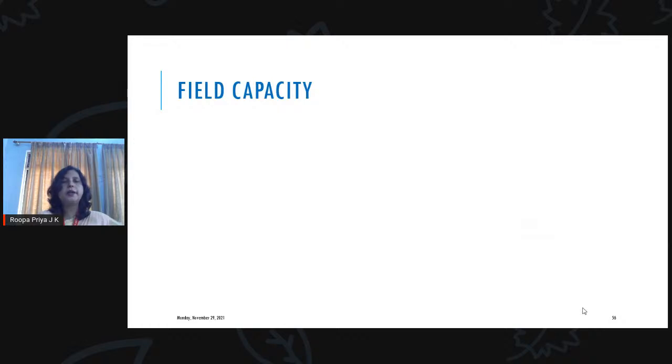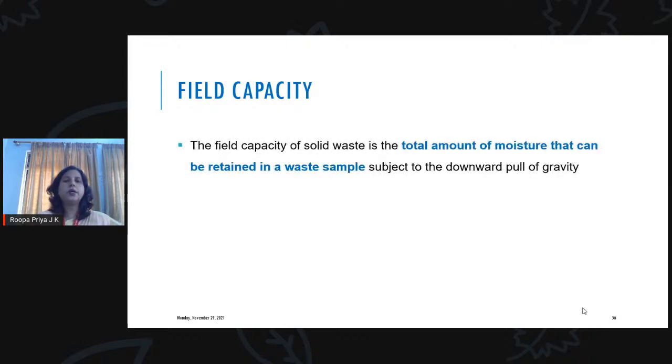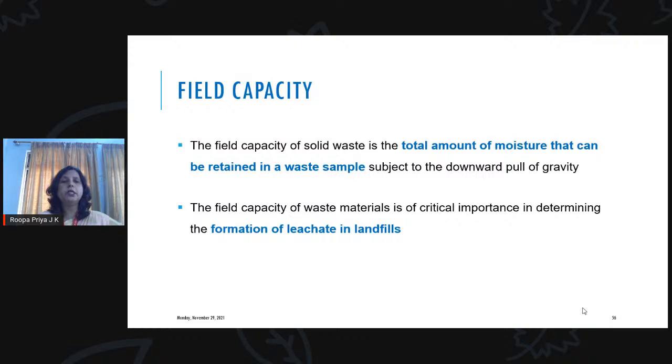The field capacity. This is again our physical characteristics of municipal solid waste. The field capacity of solid waste is the total amount of the moisture that can be retained in any waste sample which is subjected to the downward pull of gravity. And the field capacity of waste material is of critical importance in determining the formation of leachates in landfills. So the landfill is the ultimate disposal of the solid waste, and here we see that there is leachate formation, and by having this physical property as a field capacity, we can actually determine the formation of leachates in the landfills, which is a problem in any landfills. So this is the field capacity.